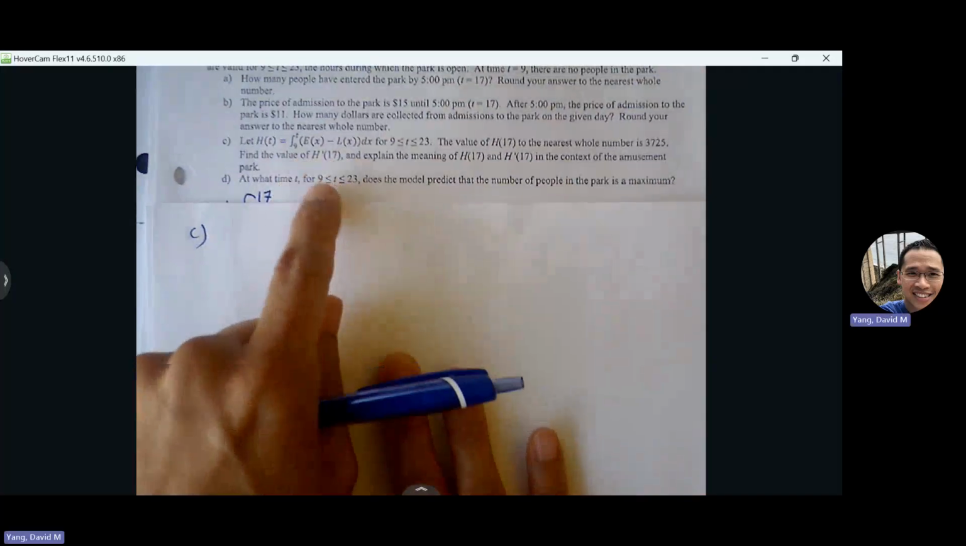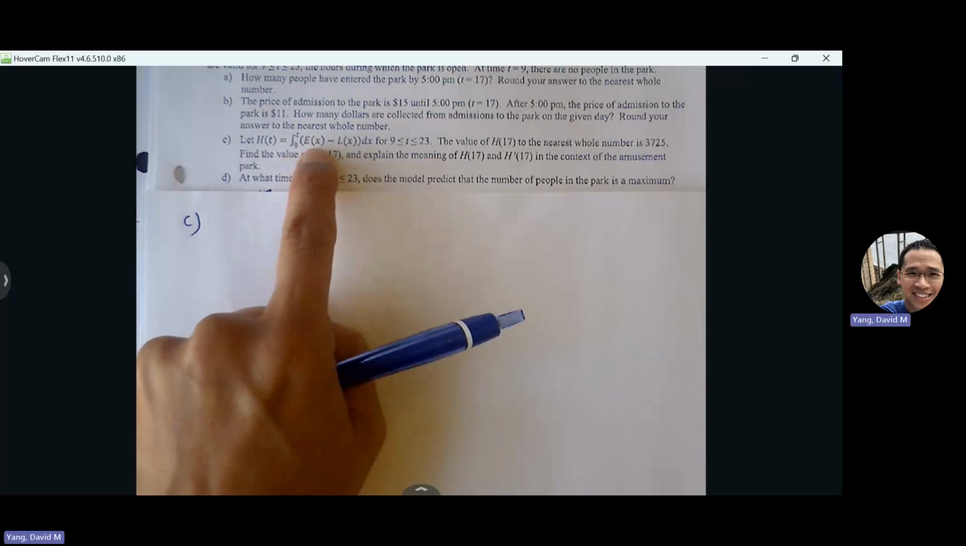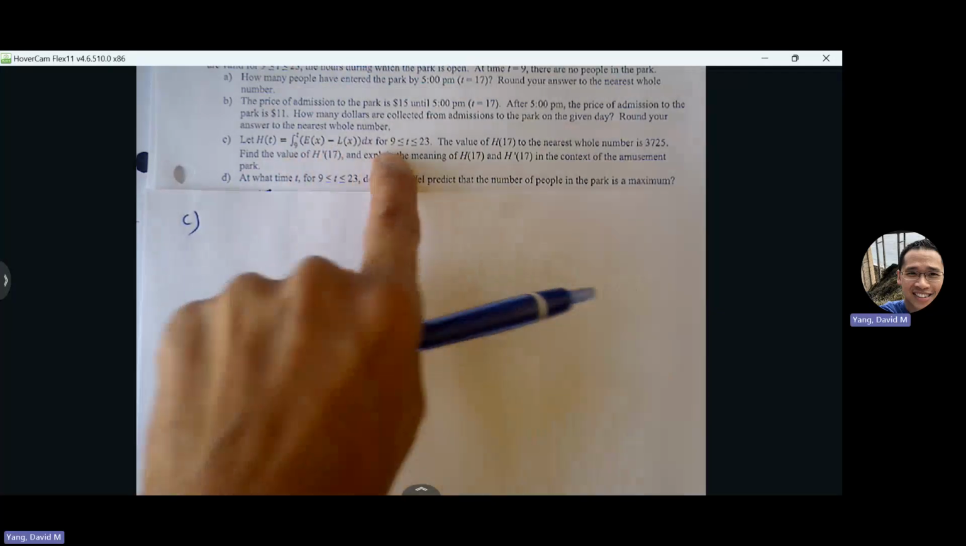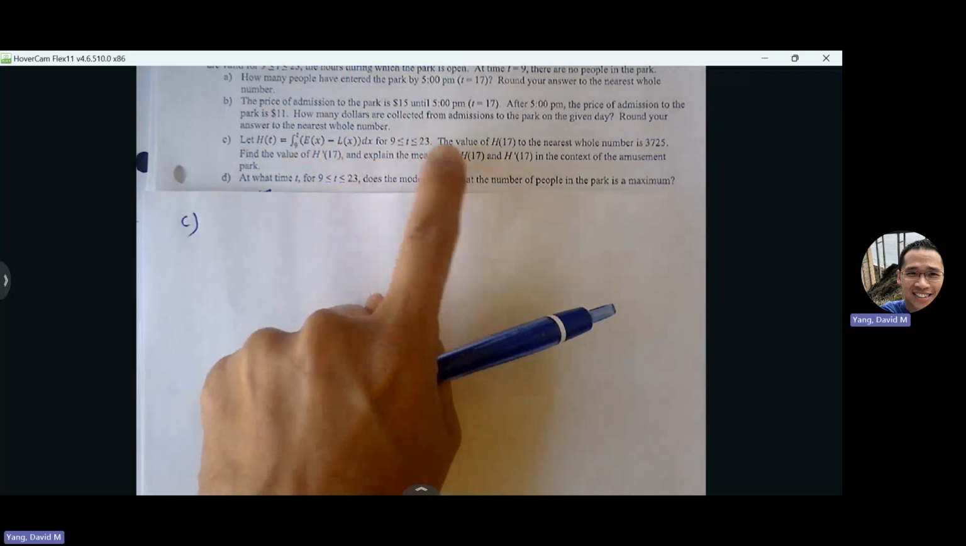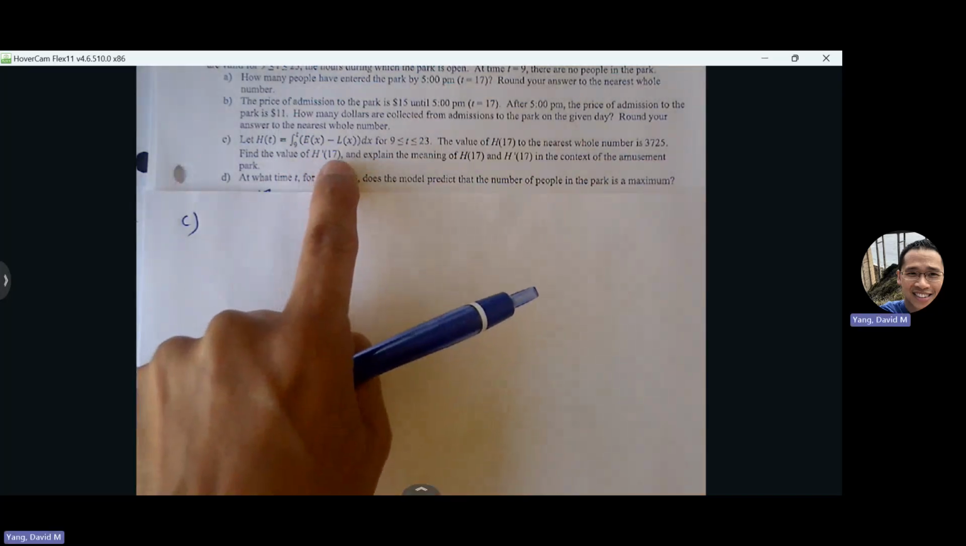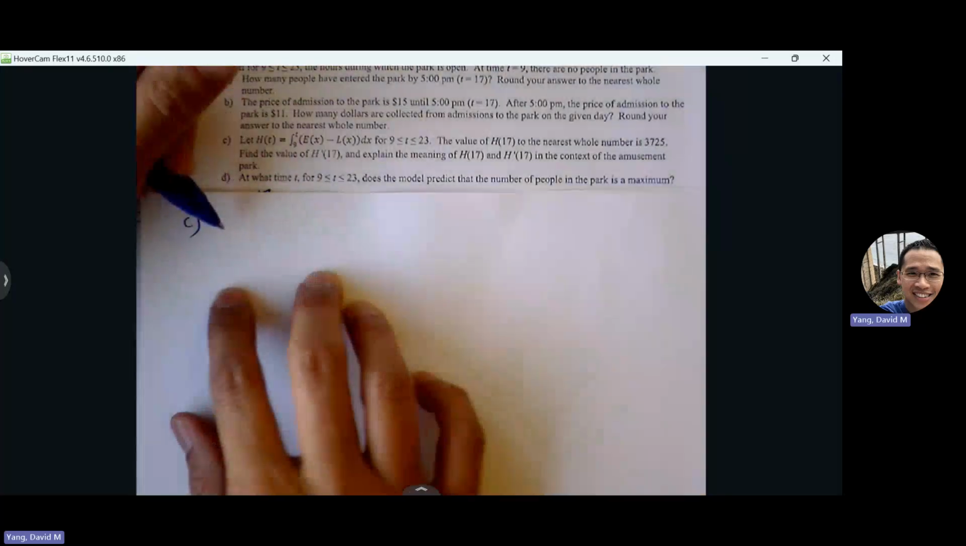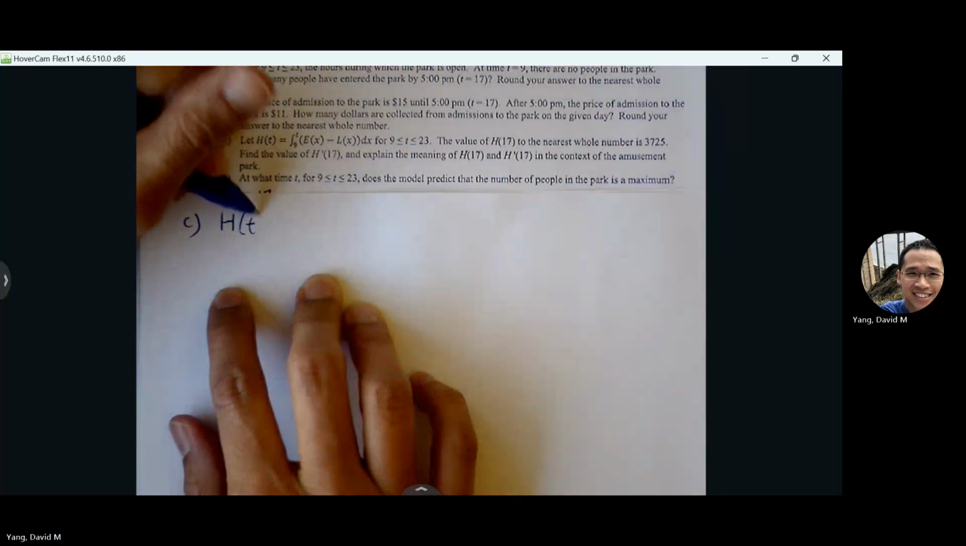Okay, part C says let h of t represent the integral of E of x minus L of x between 9 and t. The value of h of 17 to the nearest whole number is 3725. Find the value of h prime of 17 and explain the meaning of h of 17 and h prime of 17 in the context of this amusement park. So let me write h of t out.